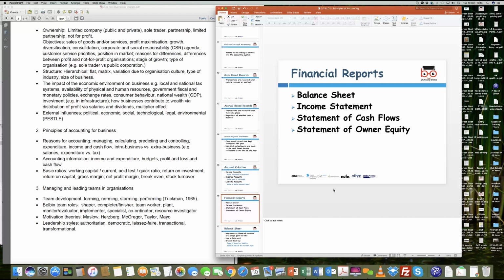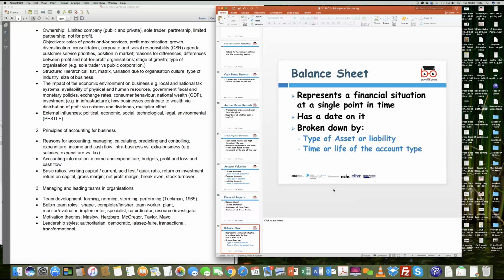Now, we look at these statements in a bit more detail, but definition wise, you're looking at a balance sheet, an income statement, and something called a profit and loss account. And in some cases, you look at a statement of cash flows and a statement of owner equity. Now, let's look at them individually. What does a balance sheet represent?